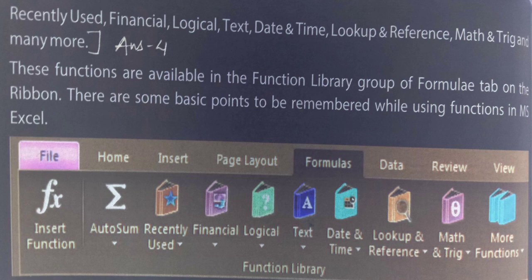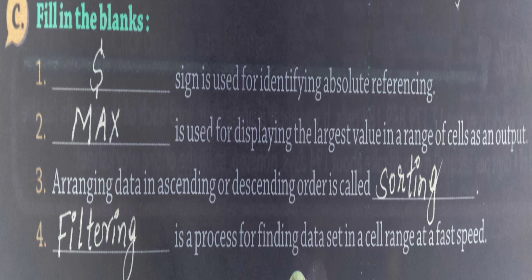Next, we will go through the fill in the blanks. That is question number C. The first one, dollar sign is used for identifying absolute referencing. That is the dollar sign. Second one, dash is used for displaying the largest value in a range of cells as an output. So what will come here? MAX, that is the maximum. Third one, arranging data in ascending or descending order is called sorting. And the fourth one, filtering data is a process for finding data set in a cell range at a fast speed.